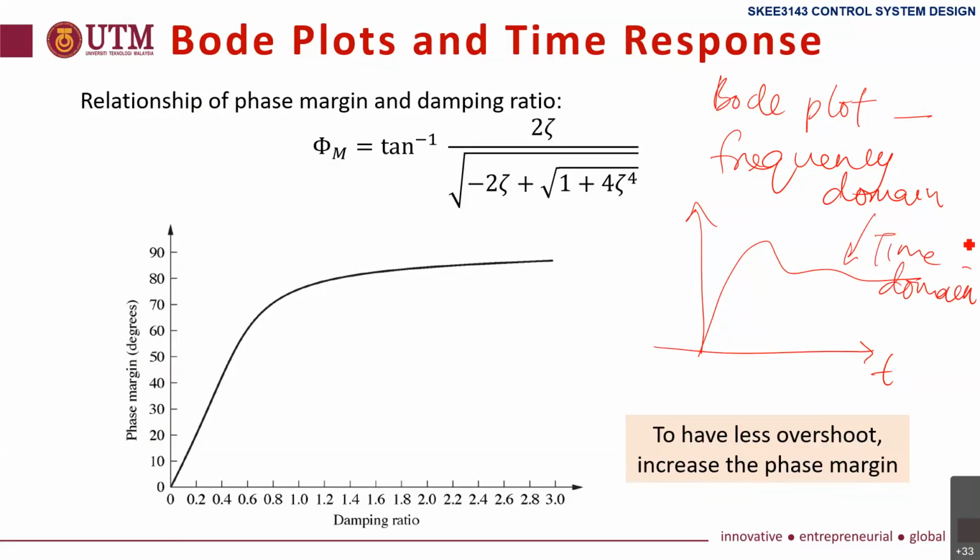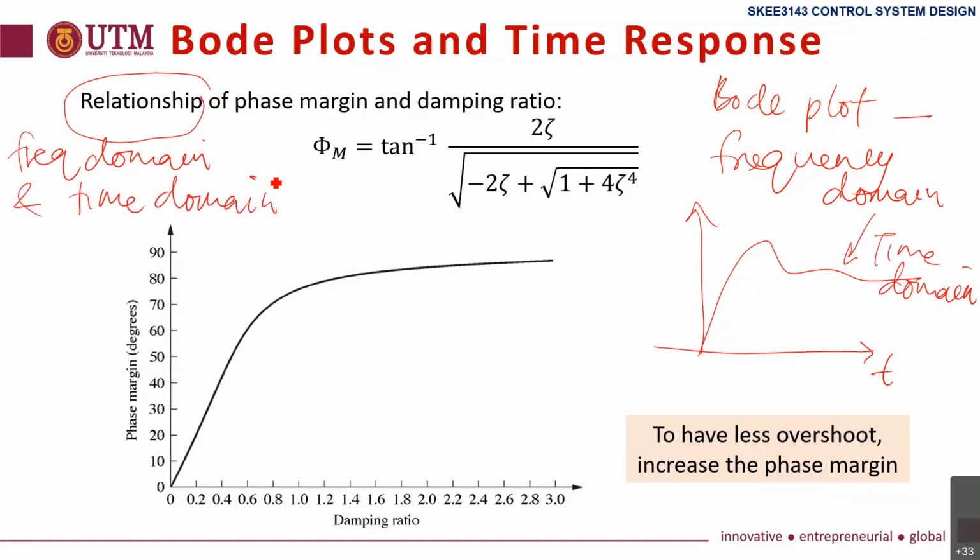So in the textbook, they show the relationship between frequency domain and time domain. Because later when we want to design, we normally specify in time domain. Let's say I want overshoot 10%, I want this error, I want settling time 1 second. All mentioned in time domain. So there must be a relationship, and this is one of them: the relationship between phase margin and damping ratio, shown by this formula.